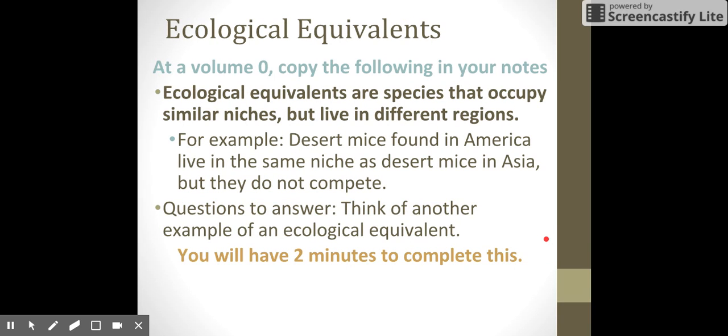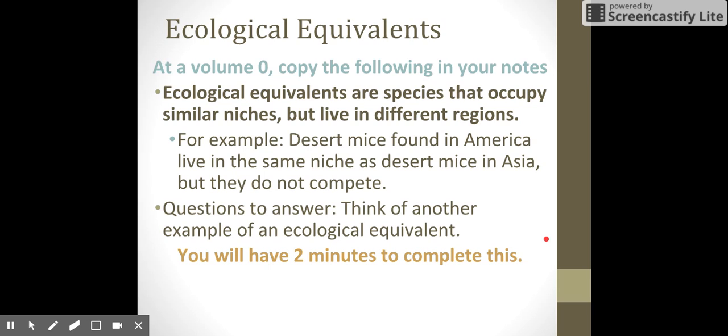Now, with niches, there are things also known as ecological equivalents because not all niches are by each other. So, ecological equivalents are species that occupy similar niches, but they live in different regions. So, there are deserts all over the world. So, there's deserts in America, and the mice found there live in the same niche as mice in deserts in Asia, but they don't compete with each other at all.